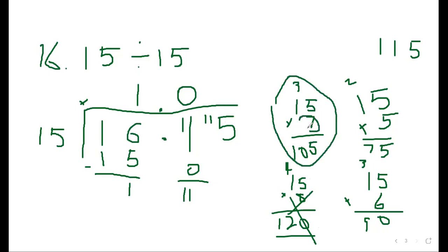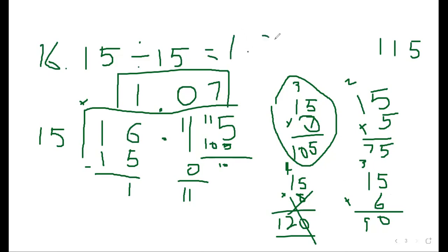So therefore, 115 divided by 15 is 7. And this will be 105. Correct? So this will be 10. It's not enough, so you can stop here already because it's only 0.7. If you take this one, you can write 1.076. It's fine. Or you can just write 1.07.